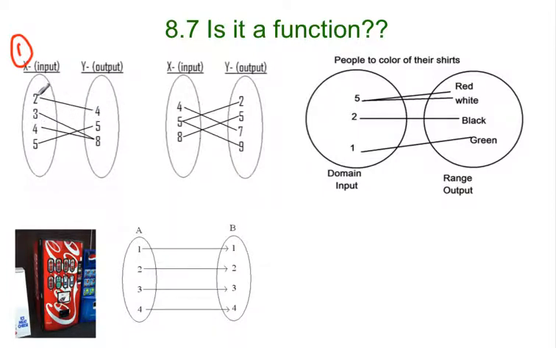So this would be like, hey, we push button 2 and we get a Cherry Coke. We push button 3, we get a Coke. We push button 4 and that also gives us a Coke. Button 5 gives us a cherry Dr.